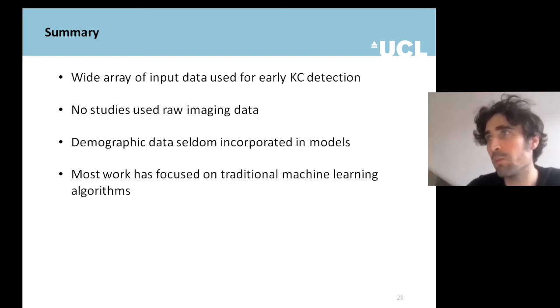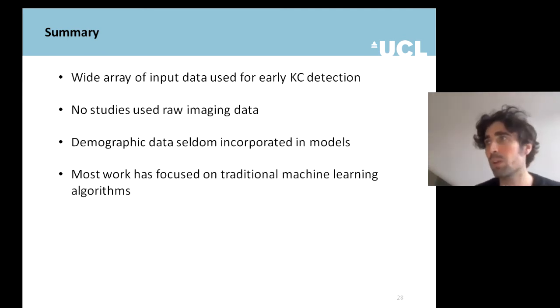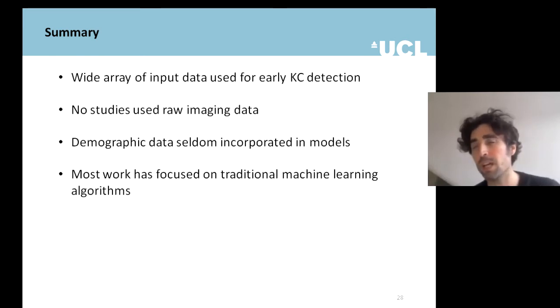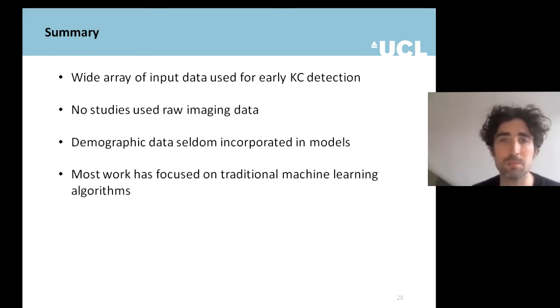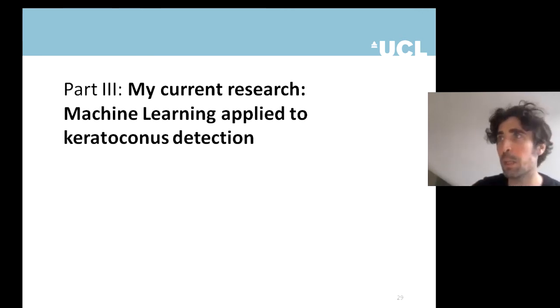Demographic data was seldom incorporated into any models, which was interesting because it's well known to be quite important in detecting keratoconus. And then in terms of the algorithms that are used, like I mentioned in the previous slide, most work is focused on traditional machine learning, and newer, more fancy methods haven't been applied that well yet. So this leaves the door open for quite a bit of interesting research. Which brings me to part 3, which is my current research into machine learning applied to keratoconus detection.